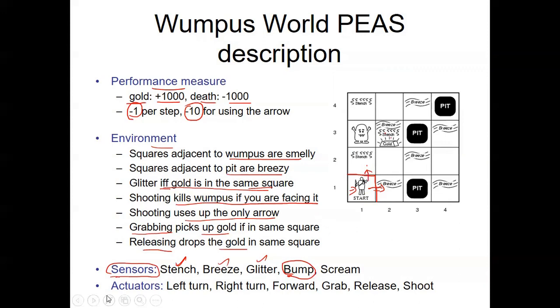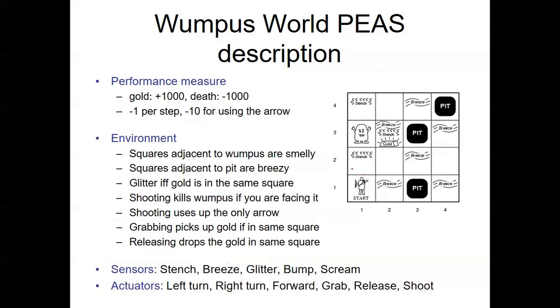For example, the simple example here you can understand is the agent is here. He cannot go this side. There is nothing here, so he cannot move to the left. If he tries to move to the left, he will experience a bump, right? And scream. If the Wumpus dies, then it will make a big sound. That is called a scream. That sound will be heard in all the rooms, right?